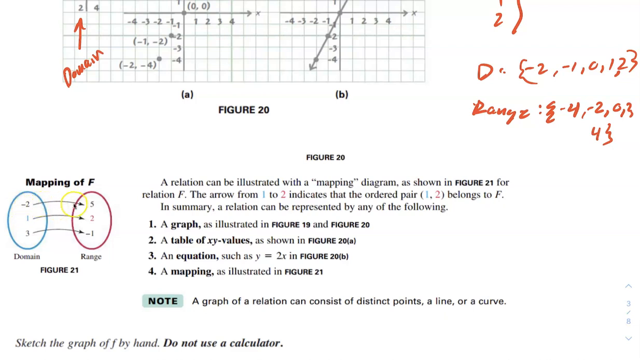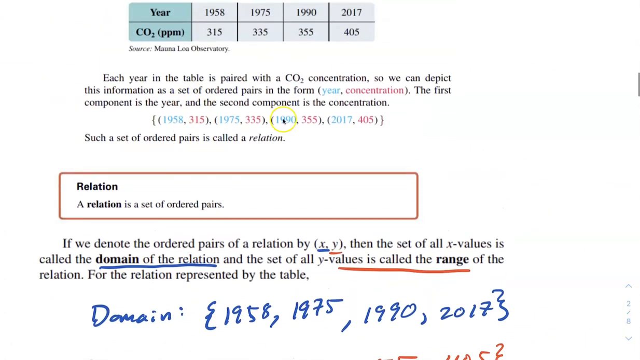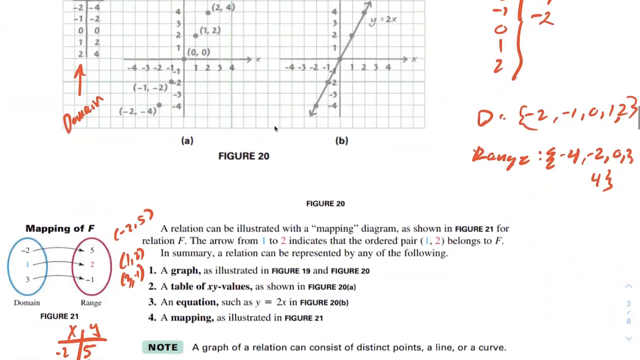So this lets you know, hey, -2 goes to 5. So if I made an xy chart out of this, it goes: -2 goes to 5, 1 goes to 2, and 3 goes to -1. Or if you want, you can make ordered pairs. I can make this (-2, 5), (1, 2), (3, -1). So that's what a mapping diagram is, right? These are all different ways of doing the same thing. You can make it a graph, you can make it a table, you can make it a set of ordered pairs. They all do the same thing. They all connect.